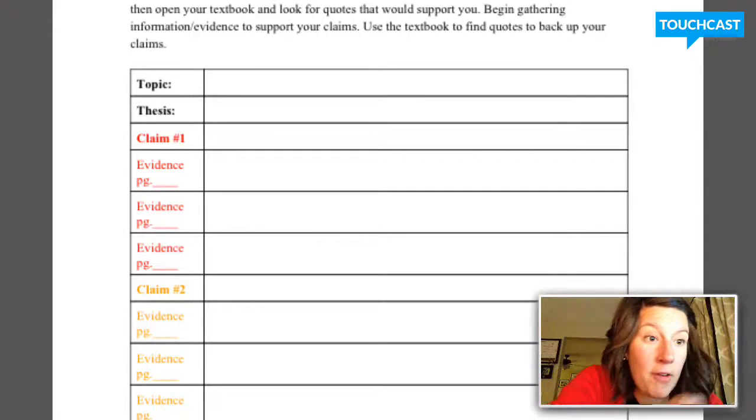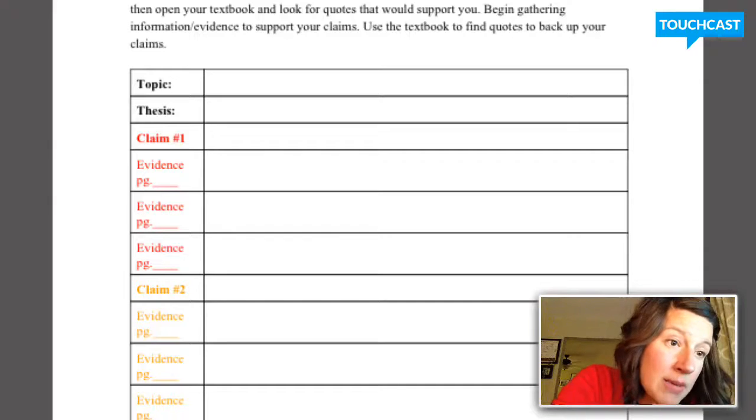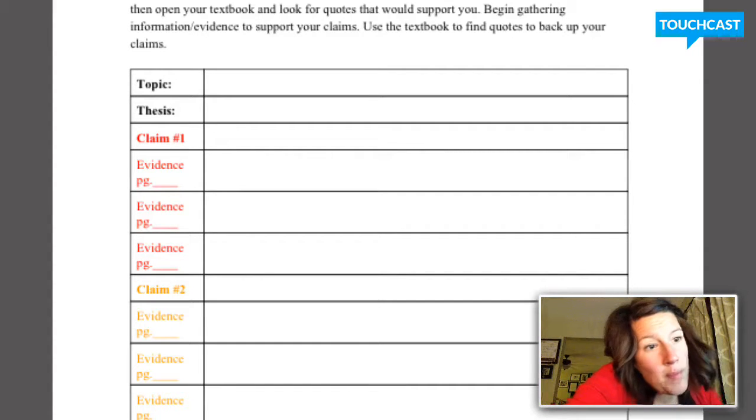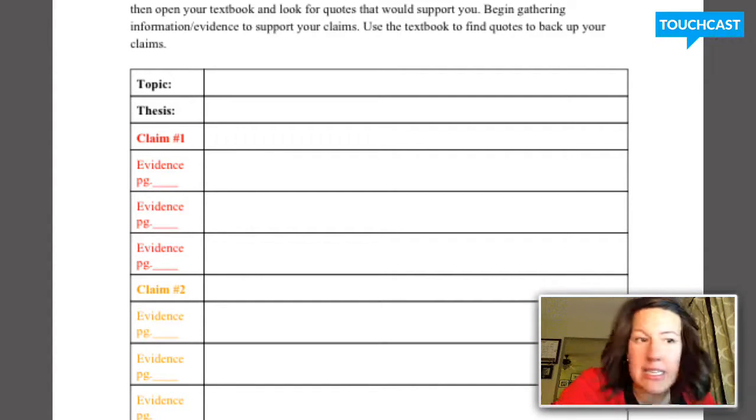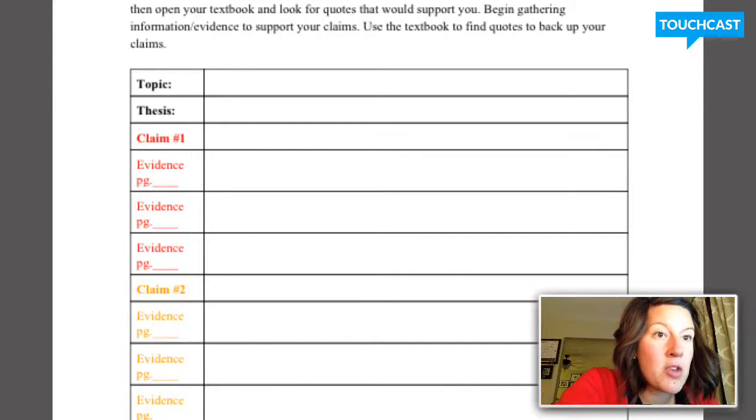All right, so that's what you're working on today. You're working on gathering information, and we'll turn this into a formal outline. If you have questions, email me. The "I didn't know what prompt to pick, so I didn't do it" excuse is not going to fly. All right, you must attempt something in order to get any help from me. Best of luck, and I will talk to you guys on Monday.